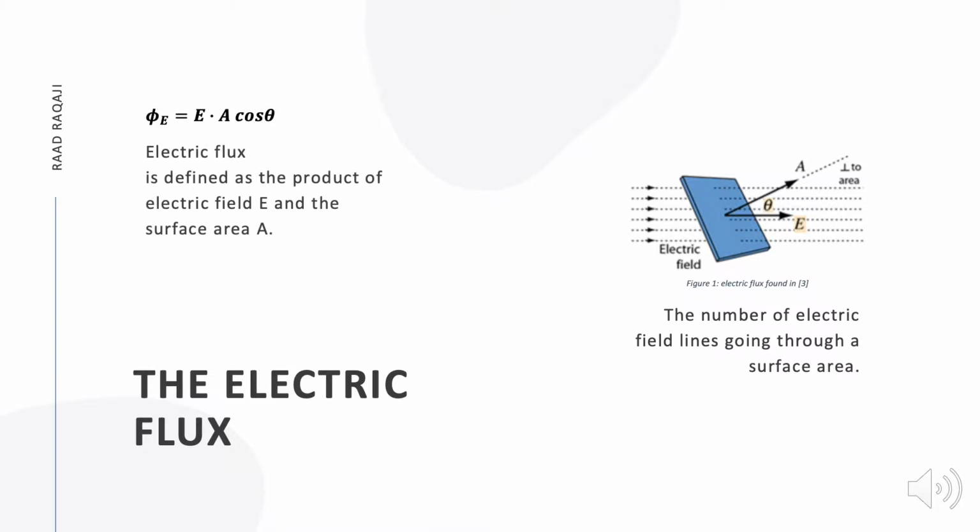Electric flux is defined as the product of the electric field E and the surface area A. Electric flux has an SI unit of volt meter, or Newton meters squared per coulomb.